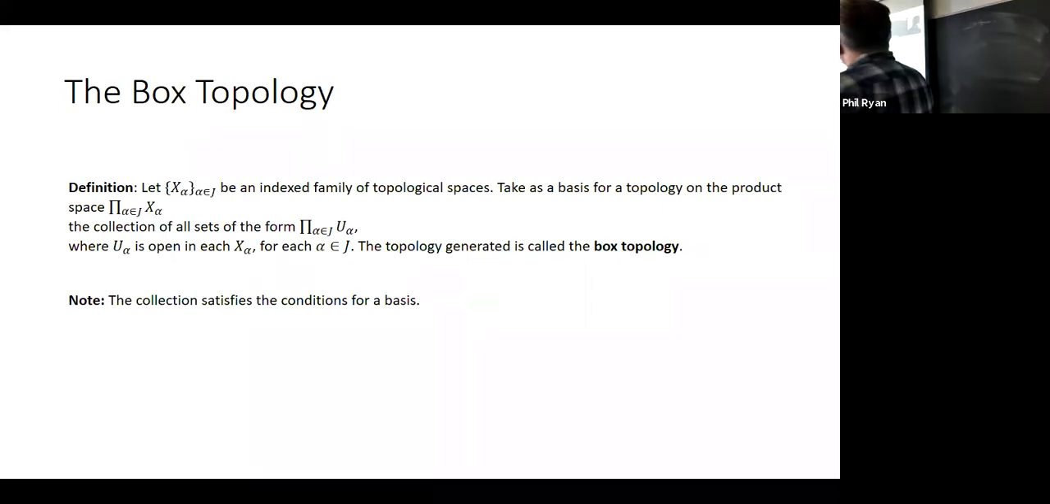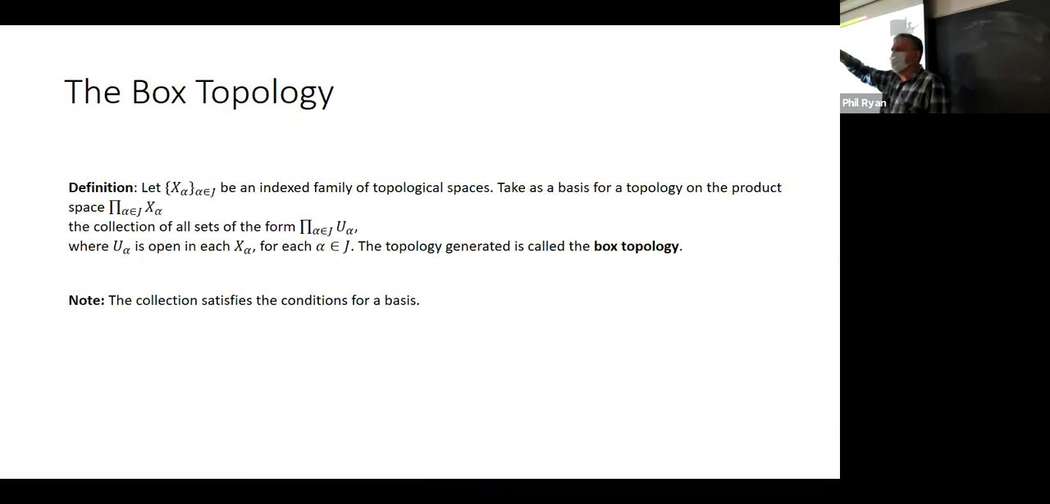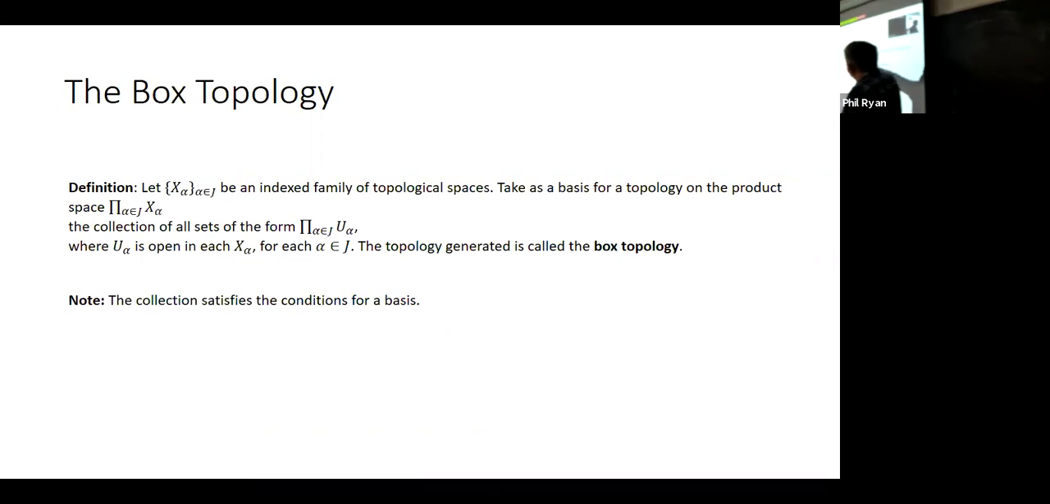So why is it a basis, first of all? Well, remember there's two criteria that you've got to have for a basis. One is that every element belongs to some basis element. Well, the whole space itself is a basis element because each X alpha is open in X alpha. So this is in our collection. So that's the first condition checked.